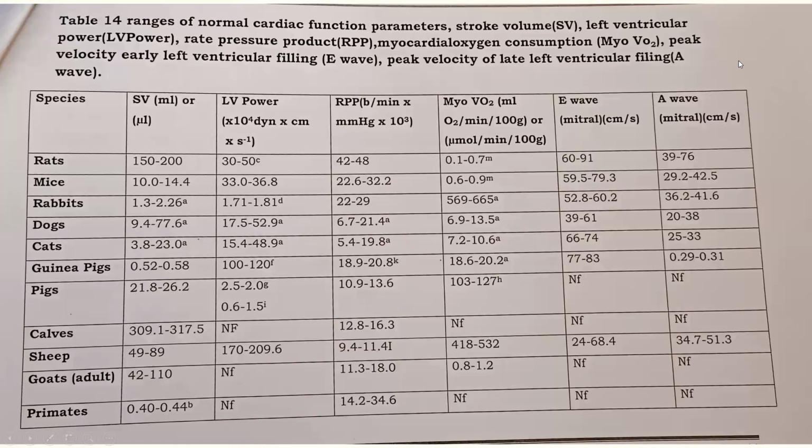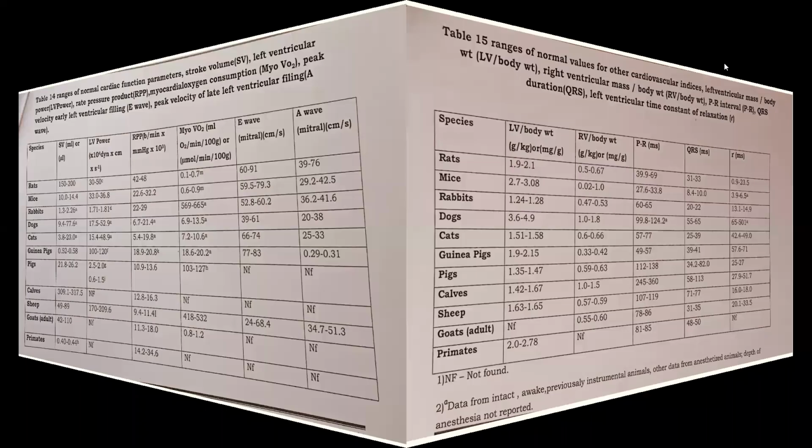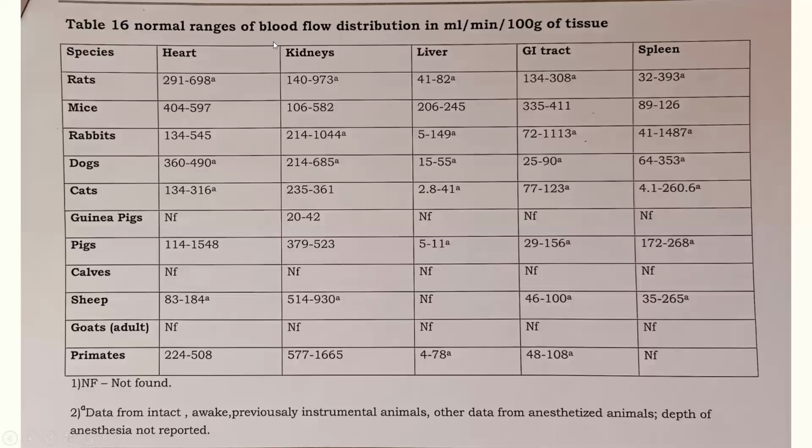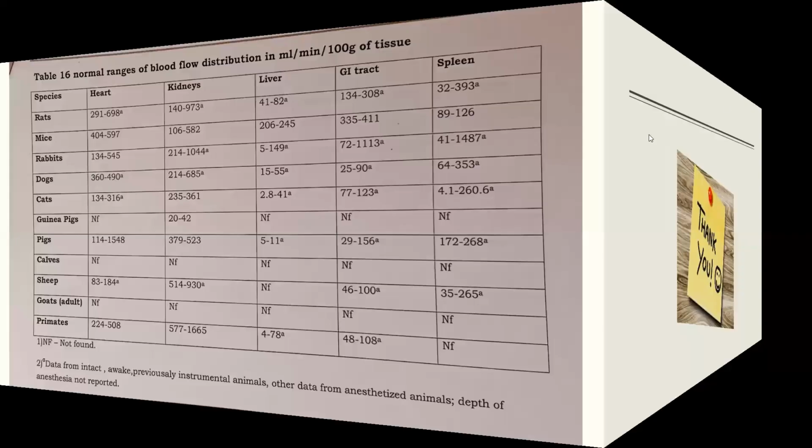All these parameters were taken from reference books. Then these are again cardiovascular related parameters, particularly for ECG identification, like PR interval, QRS interval. All the things are given in this table. Then this is the blood flow distribution, which is given per 100 mg of tissue like heart, kidney, liver, GI tract, and spleen for various different species using preclinical tests.